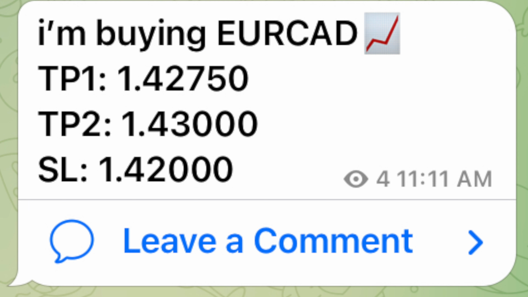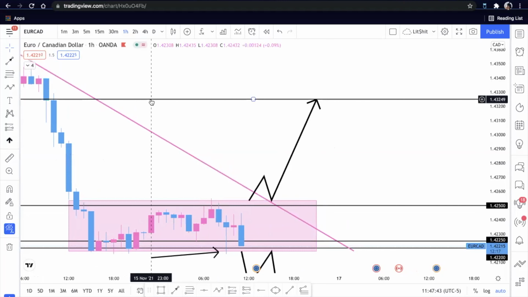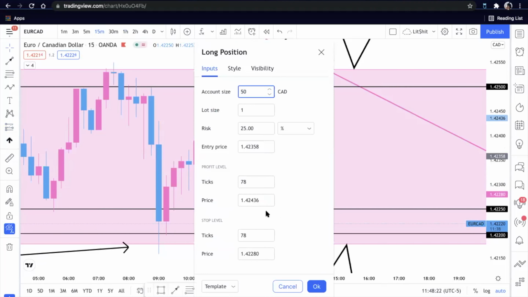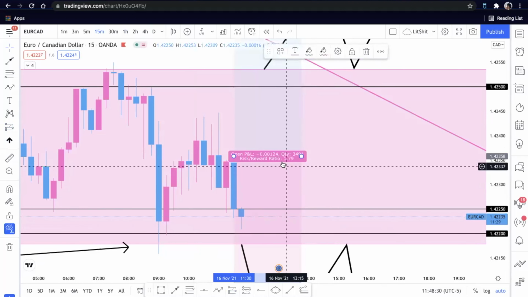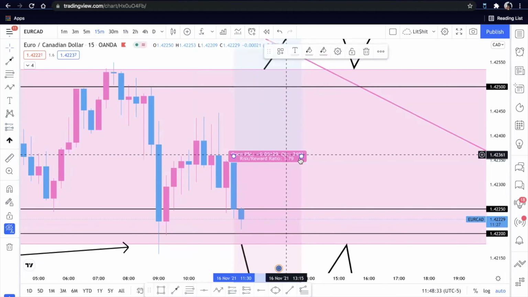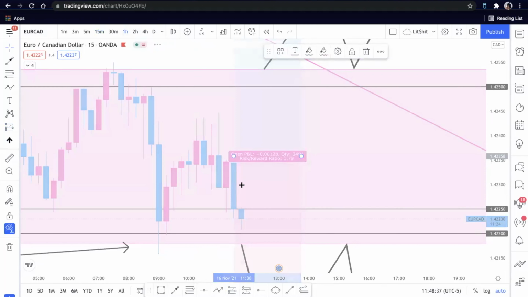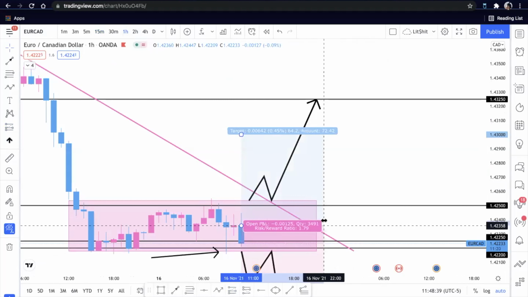I did call it out to my group. So if you decide to get in, tread carefully. My entry point was 1.42357. So of course I entered too early. But my stop loss would be 42000. My take profit would be 43000. Okay. So as you can see, my risk to reward is 1 to 1.79. Okay. So this is how it would look.